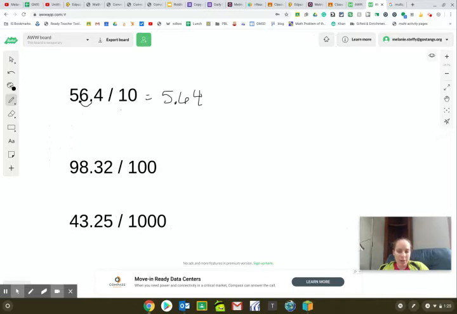98 32 hundredths, I'm dividing by 100. So once again, I'm moving my digits 2 place values to the right, which means that in order to do this, I need to move my decimal 2 places to the left. So then this would be 9,832 10,000ths.